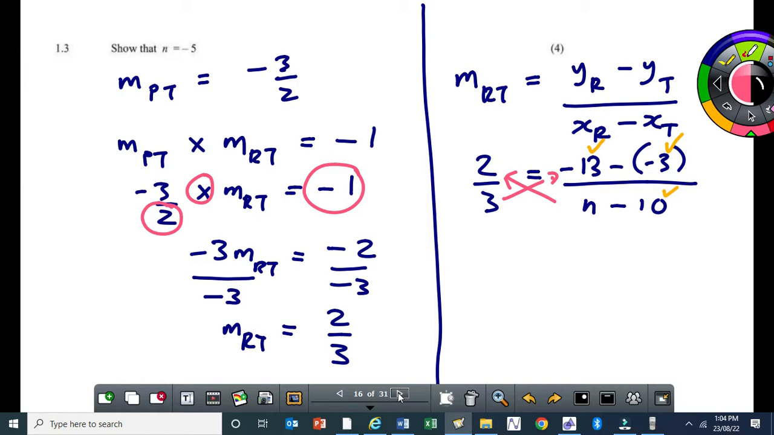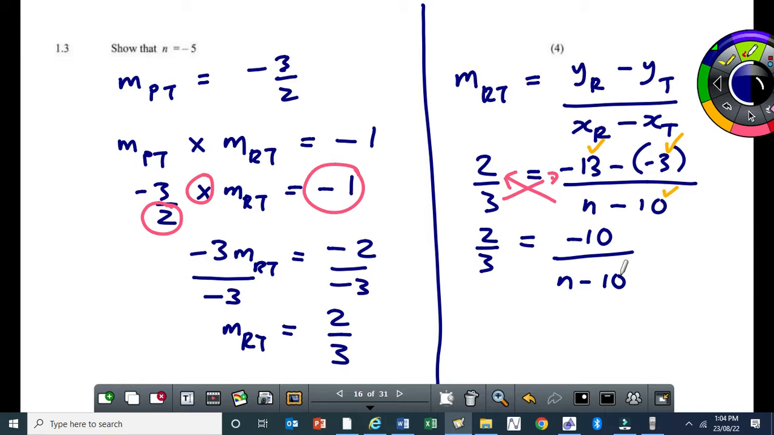First, I need to simplify what's on the right hand side in the numerator. Okay, so this will be 2 over 3 is equal to, now that will give me minus 10 over n minus 10. Okay? Yes. Now it makes sense.